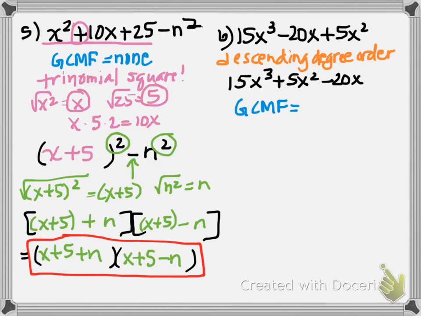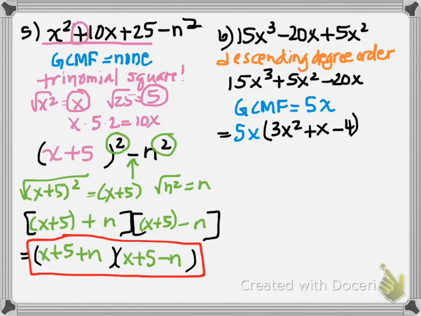And we actually have one. They all have a 5 in common, and they all have an x in common. So my first job is to factor out the 5x. That leaves behind 3x squared plus x minus 4. So I have three terms left behind, which is a trinomial, and looking at what I have, it looks like I'm going to have to play the game. It's not a trinomial square because 3 isn't a perfect square.